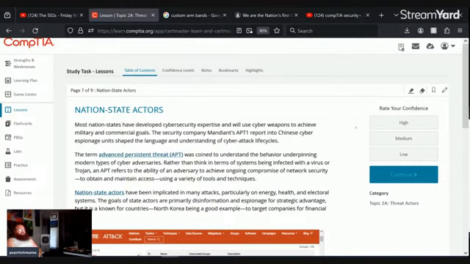Rather than think in terms of systems being infected with a virus or Trojan, an APT refers to the ability of an adversary to achieve ongoing compromise of a network security, to obtain and maintain access using a variety of tools and techniques. Nation state actors have been implicated in many attacks, particularly on energy, health, and electoral systems. The goals of state actors are primarily disinformation and espionage for strategic advantage, but it is known for countries, North Korea being a good example, to target companies for financial gain.